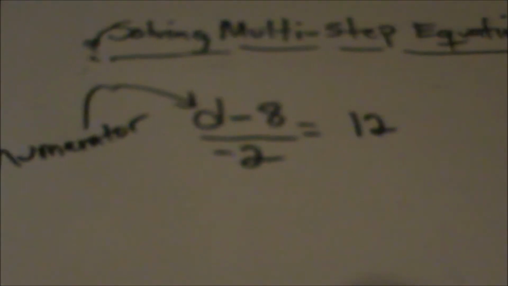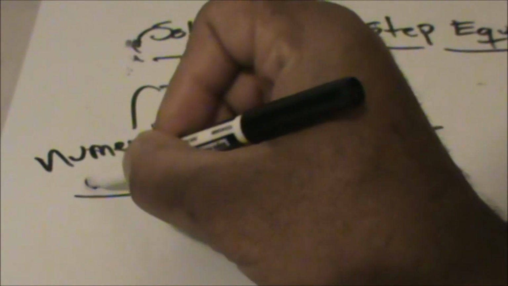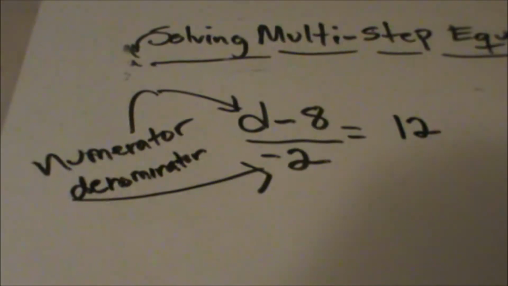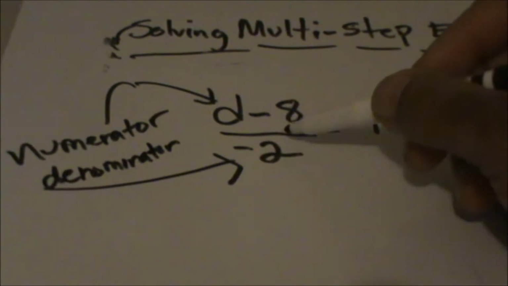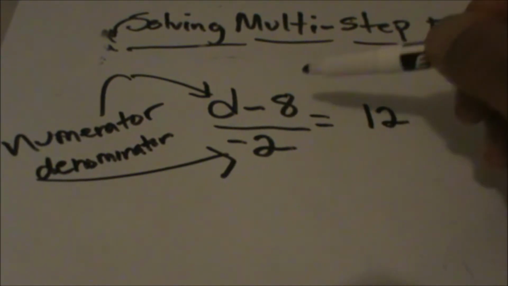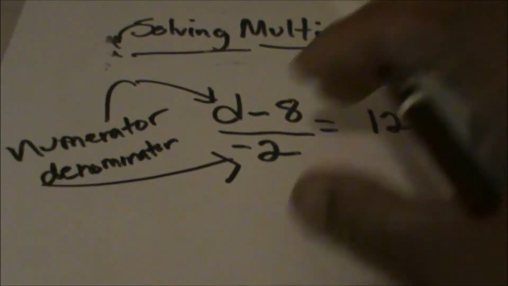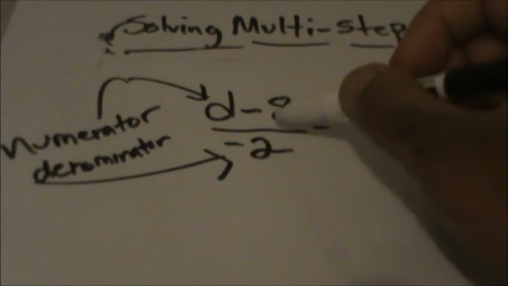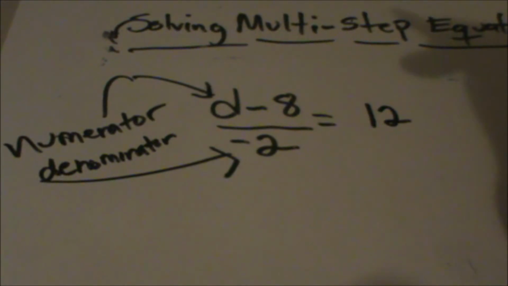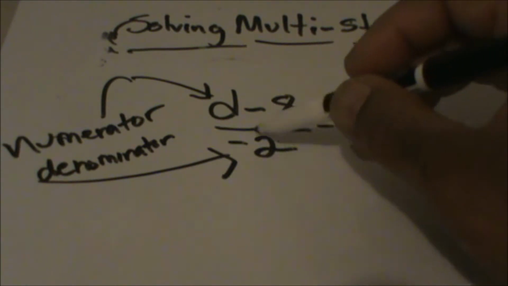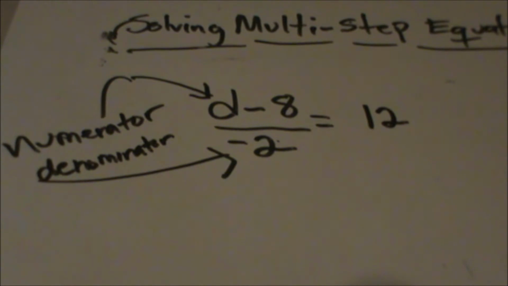Hope you can see that. And this bottom part is the denominator. So what we want to do is make this equation look like a whole number equation with no fractions. That's what we want to do. So we look at the denominator and see what we can do to get rid of it. Whatever number the denominator has, that's what we need to multiply by to cancel.